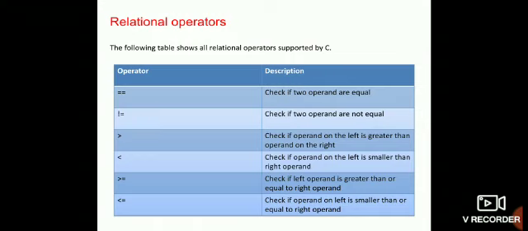Now let's have a look on relational operator. The first relational operator is equals to. The next is not equals to. The third is greater than. The fourth is less than. Then is greater than or equal to. And the last is less than or equal to. Relational operators are used to compare two different entities, and the result of relational operator is always true or false, that is 1 or 0.